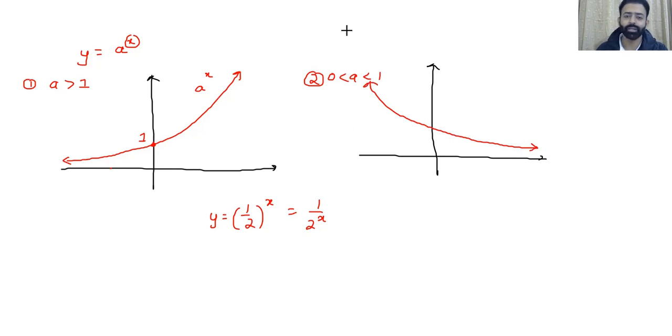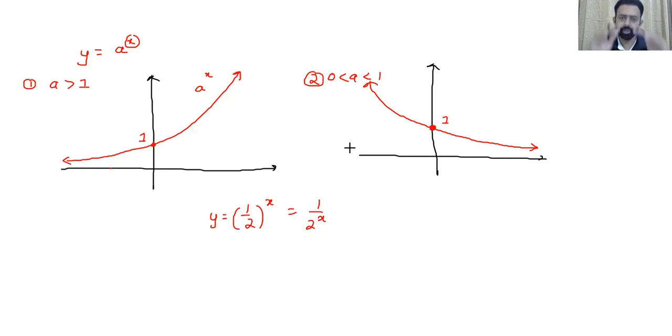The function will be decreasing, and similarly, this y-intercept will again be equal to 1. Now in both cases, you can see that the value of the exponential function, whether the base is between 0 and 1 or greater than 1, is always greater than 0.